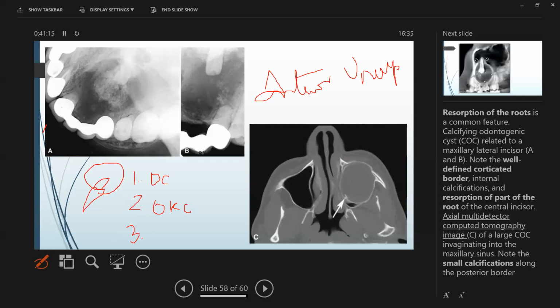But in the anterior maxilla, after dentigerous cyst, you should go directly to AOT, adenomatoid odontogenic tumor, especially if it is associated with the anterior maxilla. But in the posterior, you can give dentigerous cyst, OKC, and then ameloblastomas and things like that.